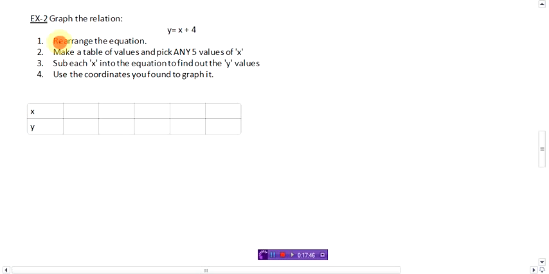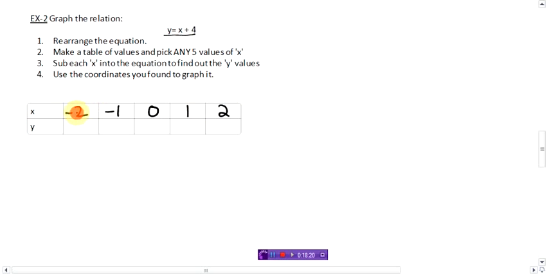Remember our 4 steps. First, rearrange the equation so that y is by itself. It already is. Y is already by itself. Make a table of values and pick any 5 values of x. Again, sorry for taunting you and giving you that illusion that you have the freedom to pick any 5 numbers, but really we should pick these 5, our favorite 5. Negative 2, negative 1, 0, 1, 2. You should pick those 5. Again, you don't have to, but trust me, I know best. These will work the best on your graph.